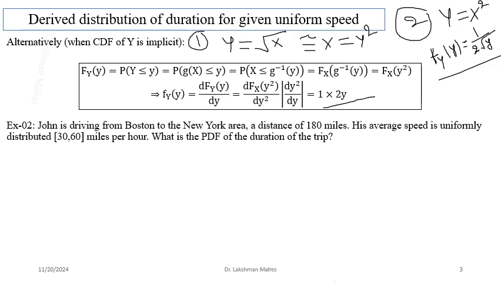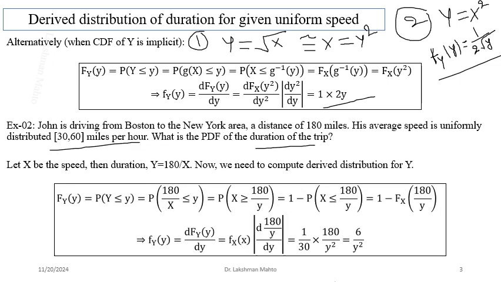Now the second question I am taking: John is driving from Boston to New York, a distance of 180 miles, and his average speed is uniformly distributed in the interval 30 to 60 miles per hour. So a speed is given, in miles per hour. You have to find the PDF of the duration of the trip. What is the relation between speed and duration? Speed is distance by time. So the duration we denote by y, and x denotes the speed. So y would be 180 by x. We need to compute the distribution of the duration y.